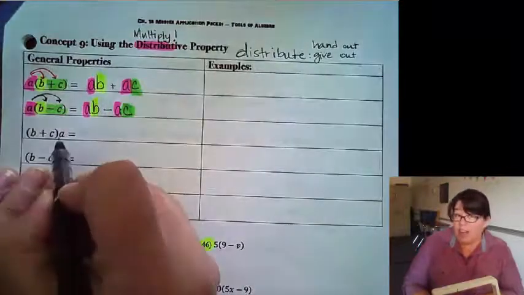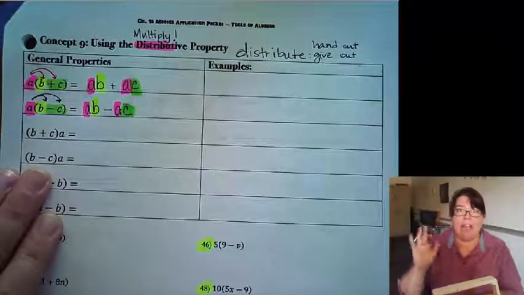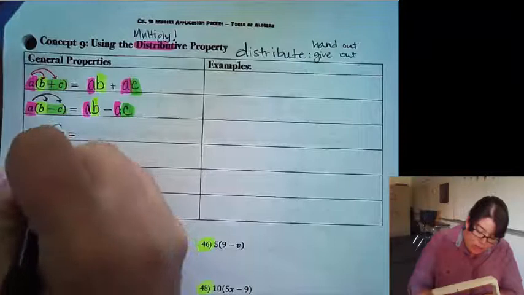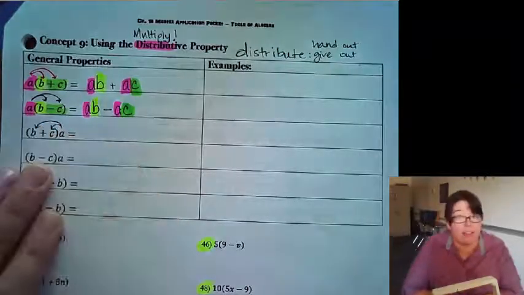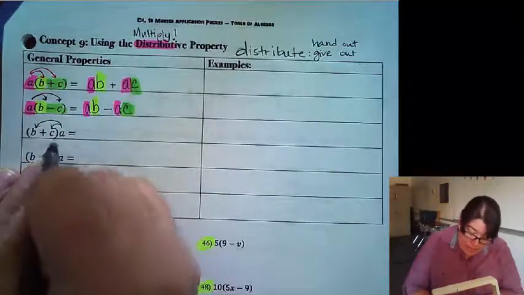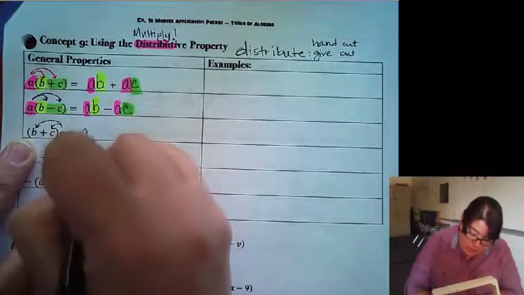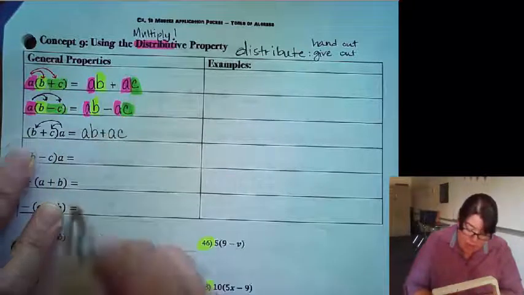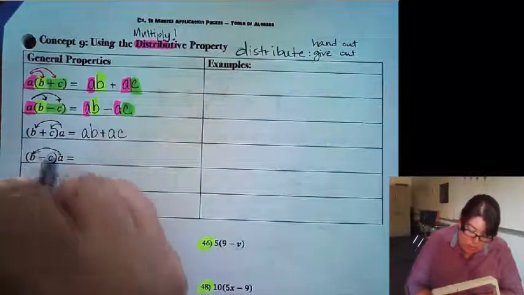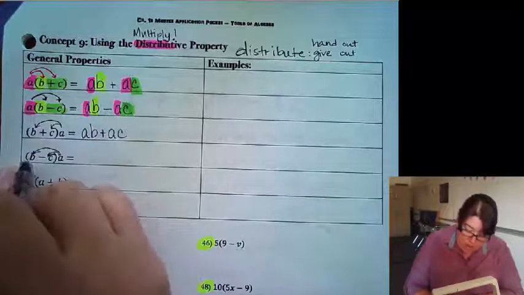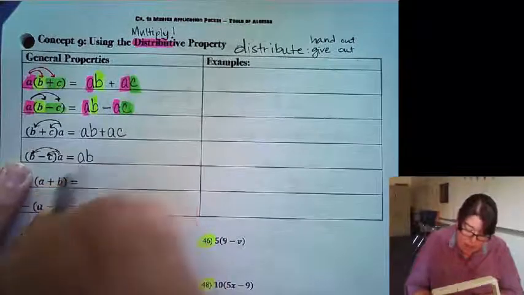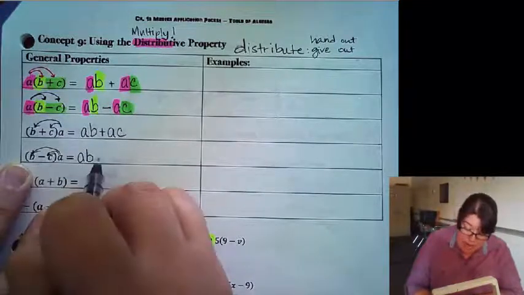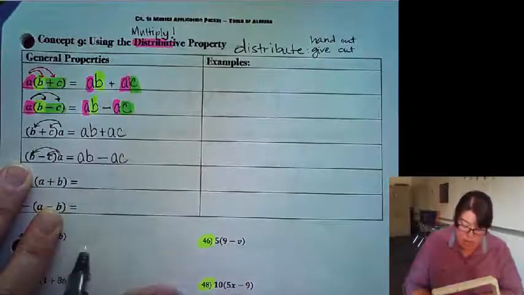What if it's on the other side? Same exact thing. Distribute it to both parts. I'm going to multiply. So positive times a positive gives me a positive AB. Positive times a positive gives me a positive AC. Here again, distribute to both parts. Positive times a positive gives me a positive AB. Positive times a negative gives me negative AC.